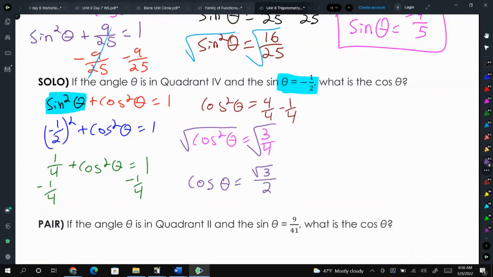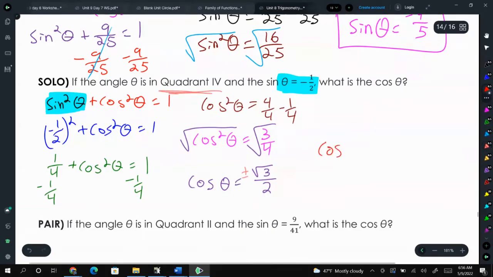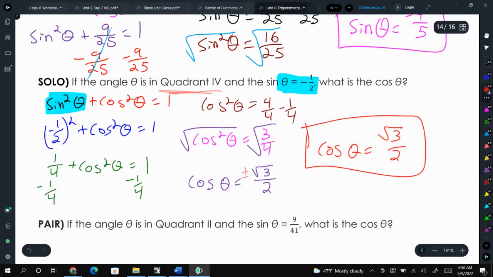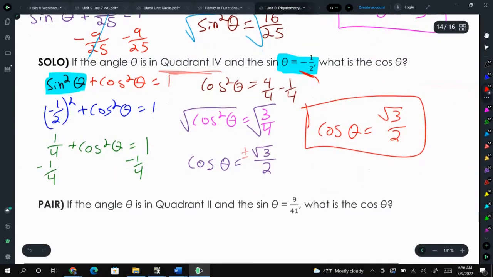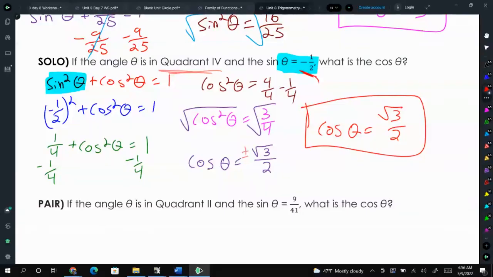And we are in quadrant 4. This should be plus or minus. But since we are in quadrant 4, my cosine value is going to be positive square root of 3 over 2. And if we think back at the unit circle, that should make sense because cosine of 330 degrees is square root of 3 over 2, and the sine value is negative 1/2. So we don't need to know the angle in order to find out these values.